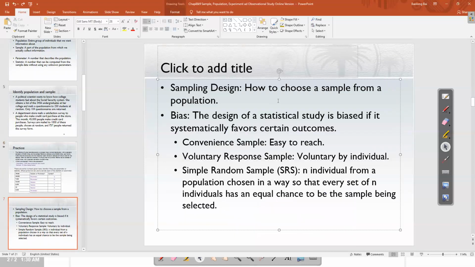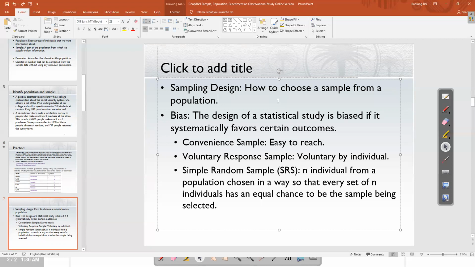So now let's talk about sampling design. Sampling design is about how to choose a sample from the population. And if you don't choose the sample very well, then you could introduce a bias. And a bias is something we don't want. Bias means the sample you collected doesn't truly represent the population. The whole idea of drawing a sample is we're going to use a sample to predict something about the population. If the sample is biased, it doesn't truly represent the population, then we know whatever conclusion we draw from the sample will be wrong, right?